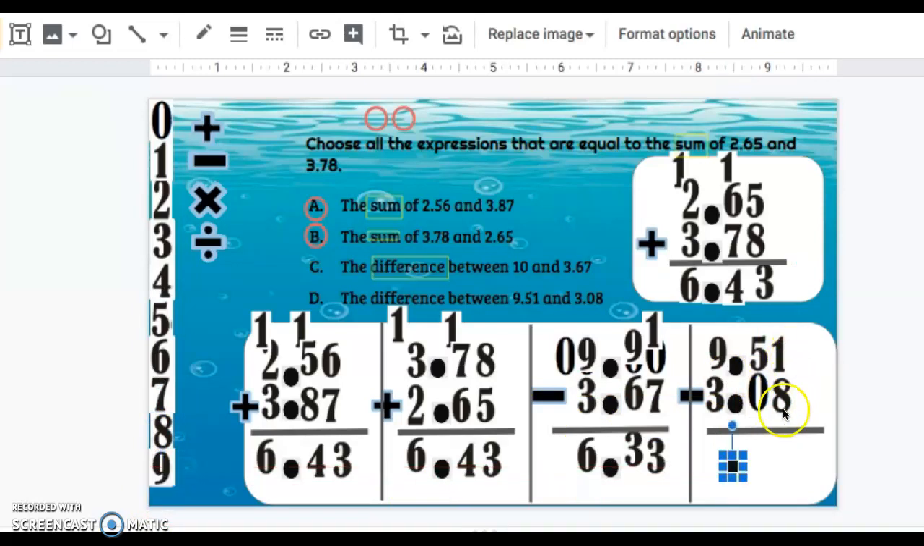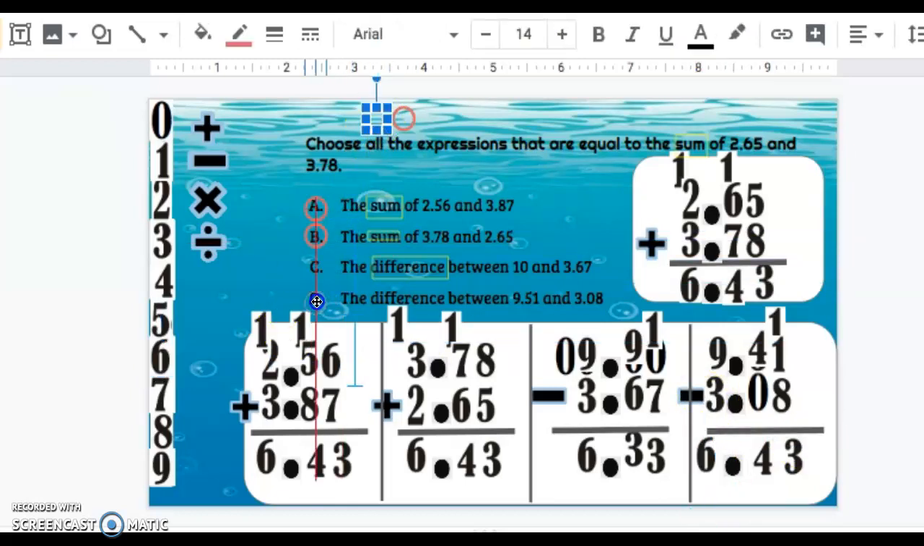1 minus 8 you cannot do, so we have to go to the 5. The 5 becomes a 4. The 1 becomes an 11. 11 minus 8 is 3. 4 minus 0 is 4. 9 minus 3 is 6. And that matches our answer. So we will circle also D.